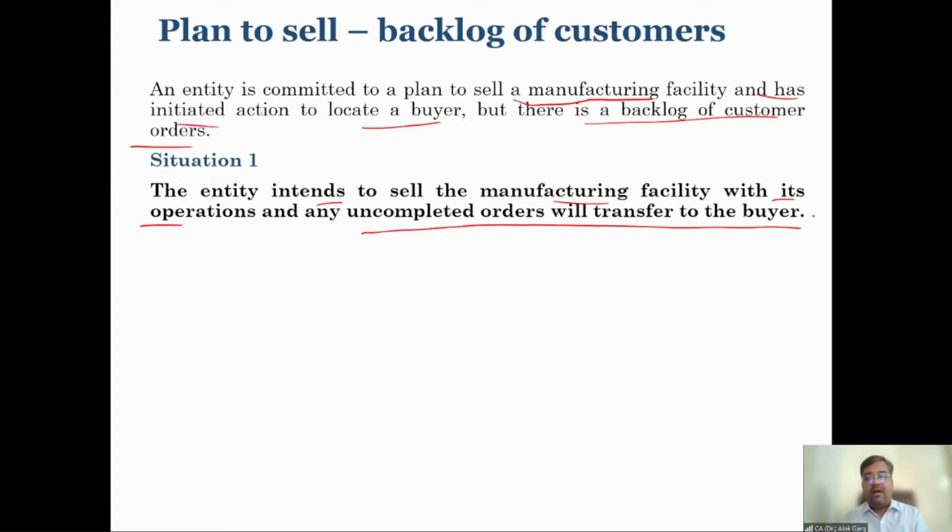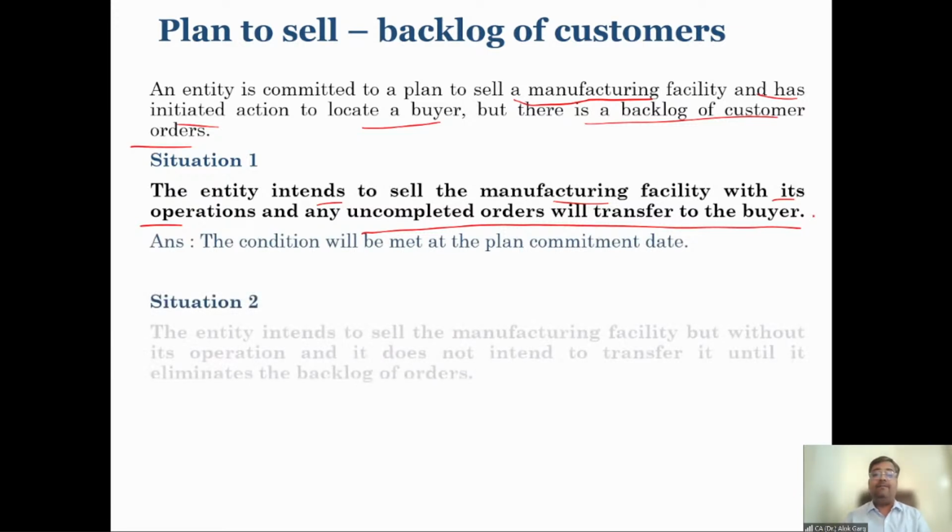Whatever uncompleted order will be there, it will be transferred to the buyer. It means the entity can sell the factory with the operations and orders as well. So it is available for immediate sale in the present condition. The condition will be met at the plan commitment date.